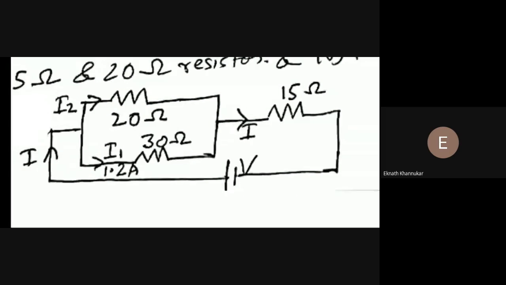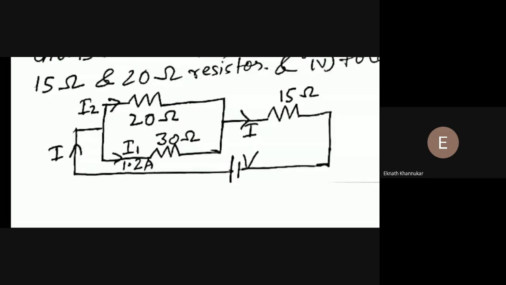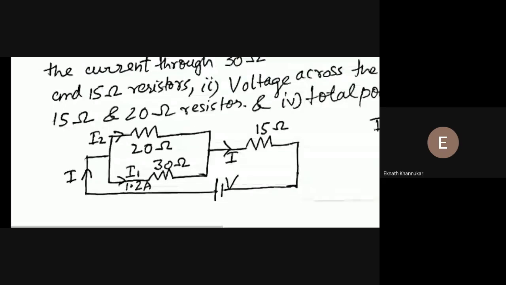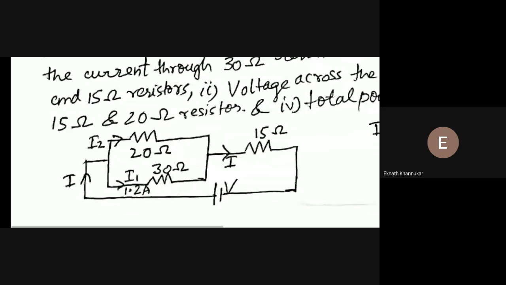current was flowing. So out of the two parallel branches, I2 and I1. You see there are two parallel branches, I1 and I2. Means two resistors are there, 2 ohm and 30 ohm. Out of 2 ohm and 30 ohm, I1 is flowing and I2 is flowing. I1's value is given, which is 1.2 ampere. So if you have one value of I1, I2 is not given.